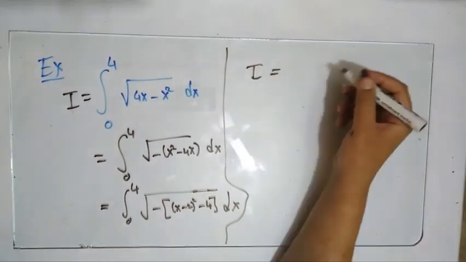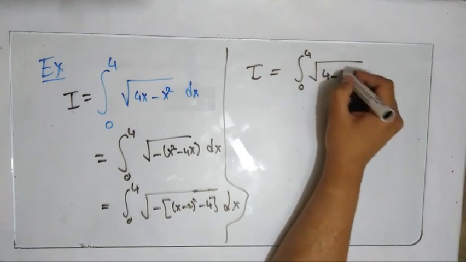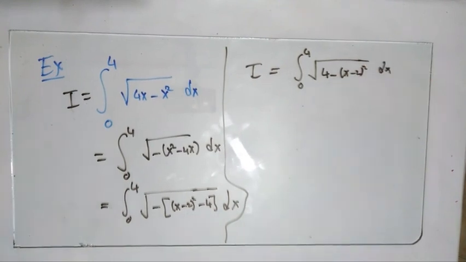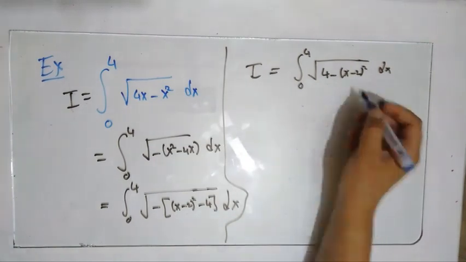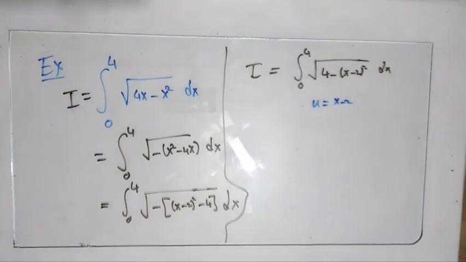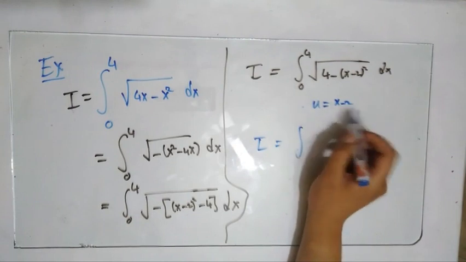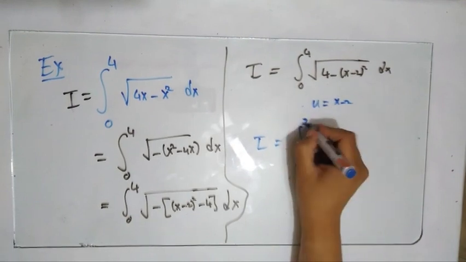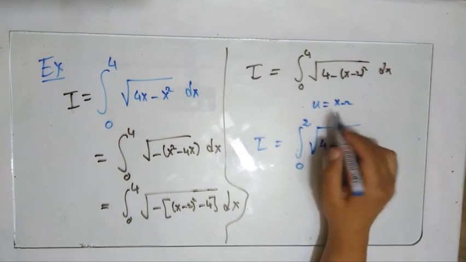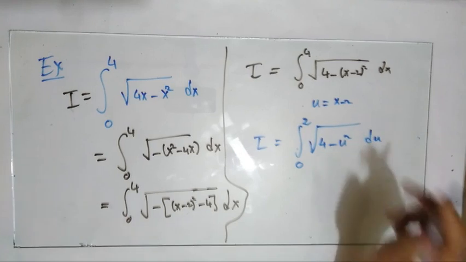So I equals the integration from 0 to 4 of the square root of 4 minus (x minus 2) squared dx. And again, this is a circle. If you let u, for example, be x minus 2, then this integral becomes: x is changing from 0 to 4, so u will change from 0 to 2, and then you will have the square root of 4 minus u squared, and du is the same as dx because it's linear and the coefficient of x is 1. So you will have this integral.